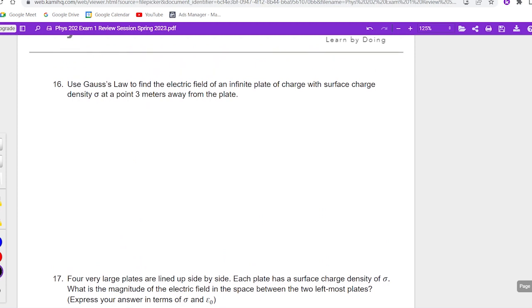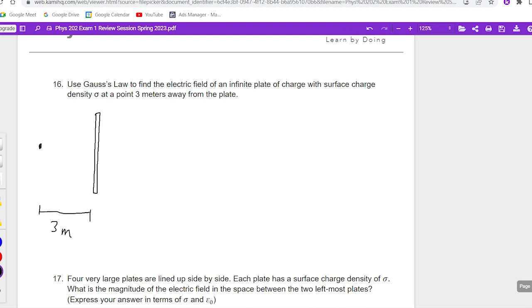Number 16. Use Gauss's law to find the electric field of an infinite plate of charge with surface charge density sigma at a point 3 meters away from the plate. The first thing I'm going to do is draw this. I'm also going to draw a side view of this, so it's going to look something like this. So this is my infinite plate. It goes on forever, but it's like a side view. So you're looking at like the side view of it. And we want to find the electric field some point over here, 3 meters away.